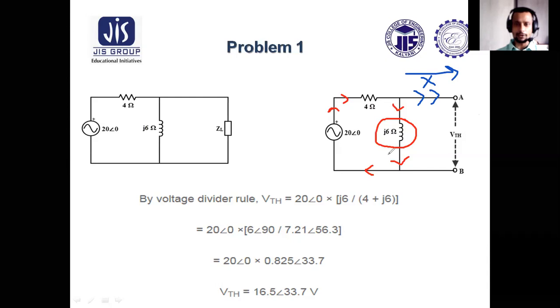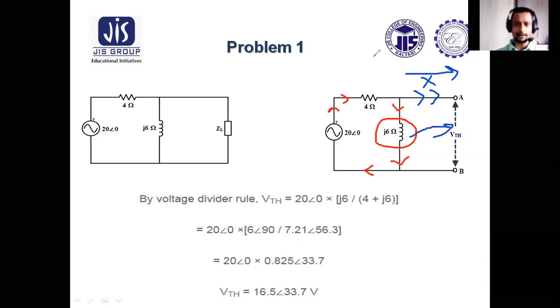So the entire current will be flowing through 4 and J6 ohm. So 4 and J6 ohm are in series, across which this 20 volt is applied. So we can apply the voltage divider rule to find the voltage drop across J6. Why is the voltage drop across J6 to be found? Because the voltage drop across J6 is equal to VTH.